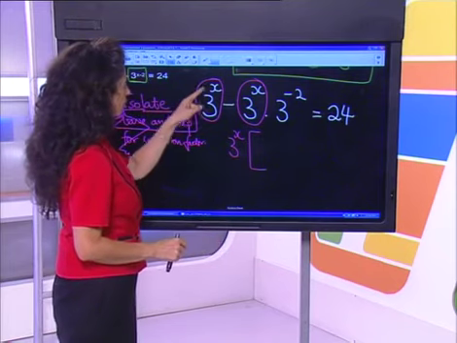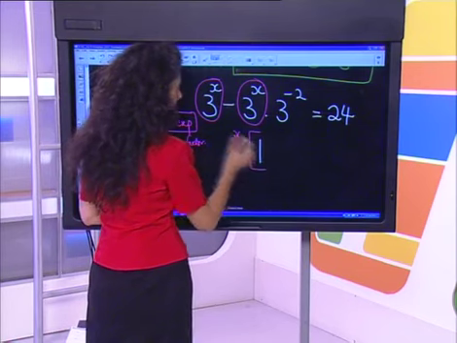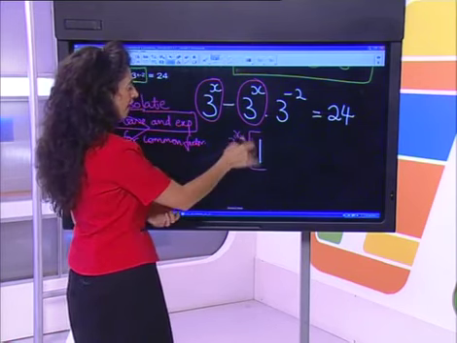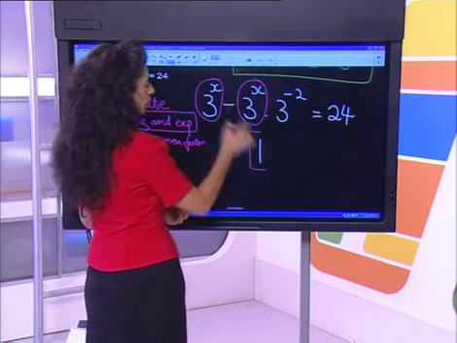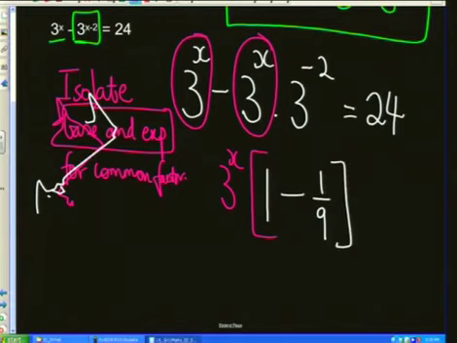So divide 3 to the x by 3 to the x. What do you get? You get a 1. Okay, you don't get a nothing. And then you're going to have a subtraction sign. And a 3 to the x, you've taken that out, so you're getting another 1 times a 3 to the -2. How much is 3 to the -2? 3 to the -2 is 1/9. It's equal to 24.